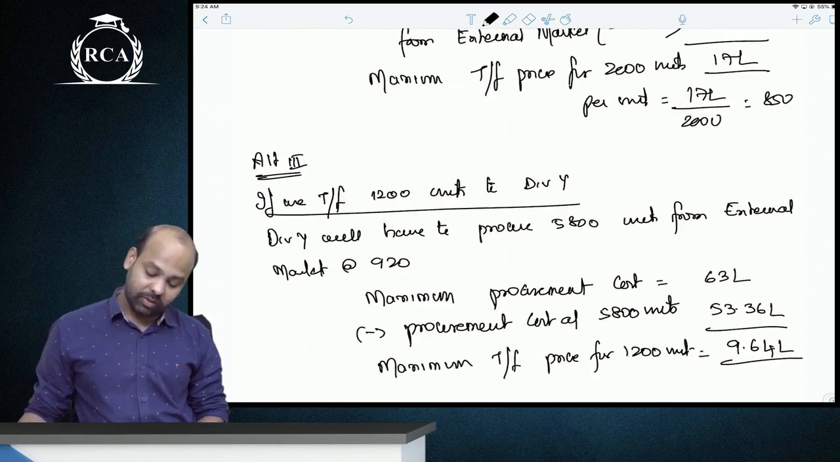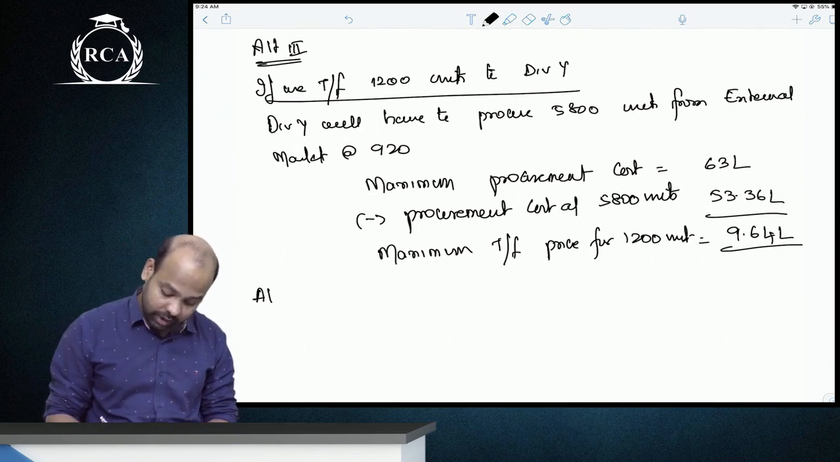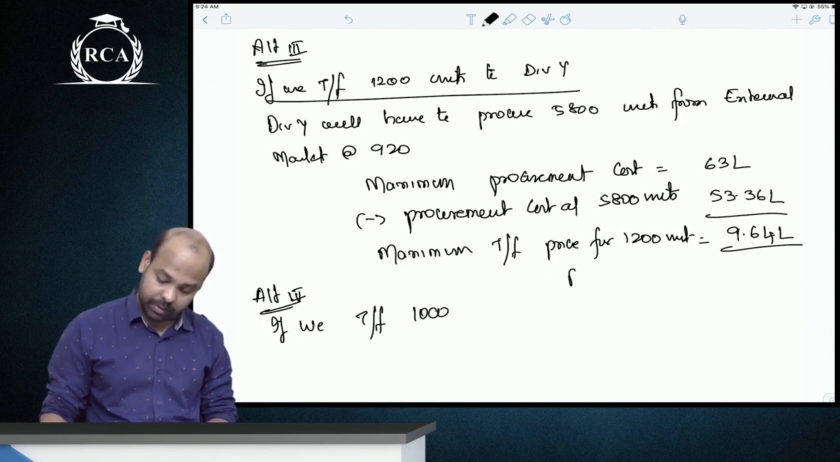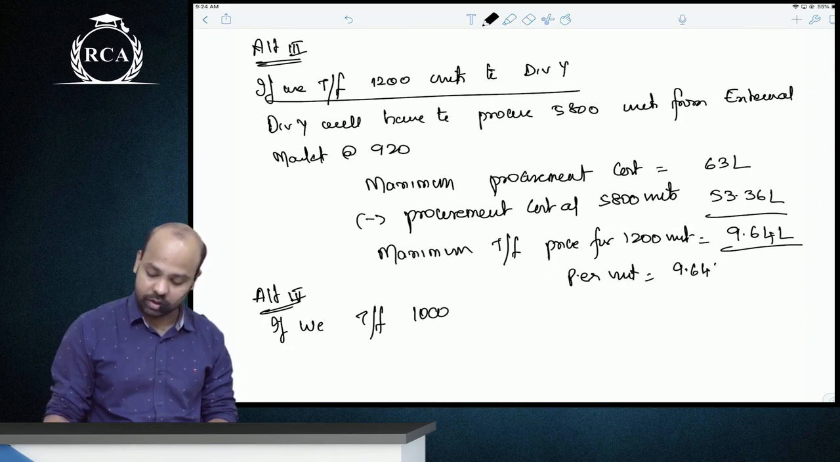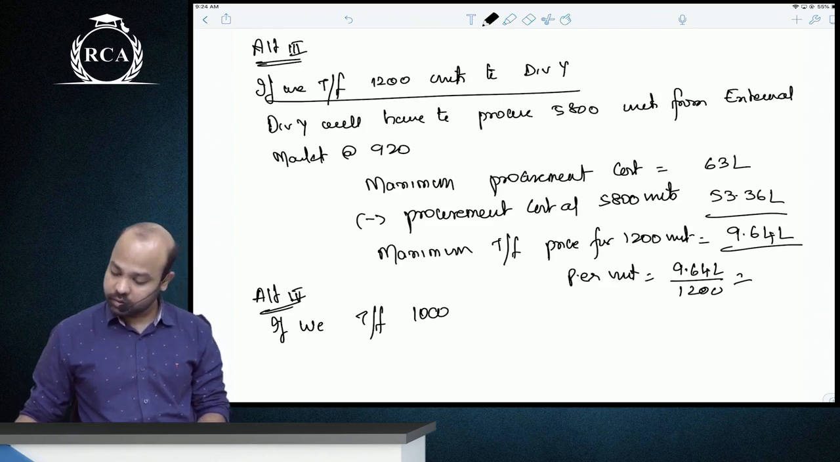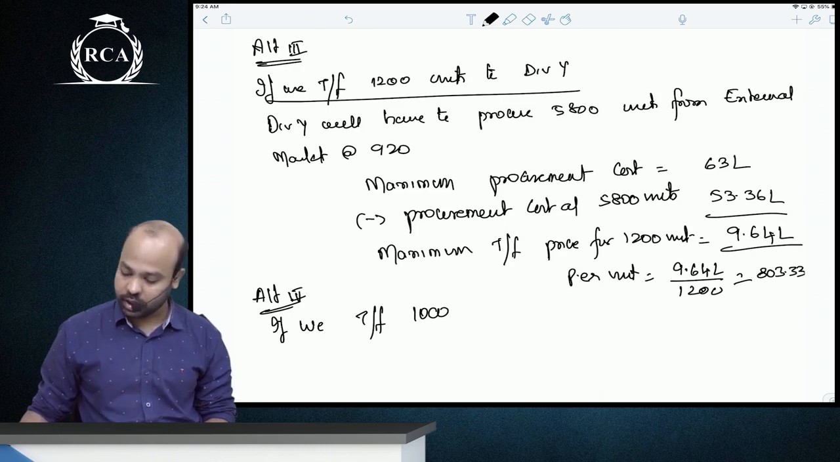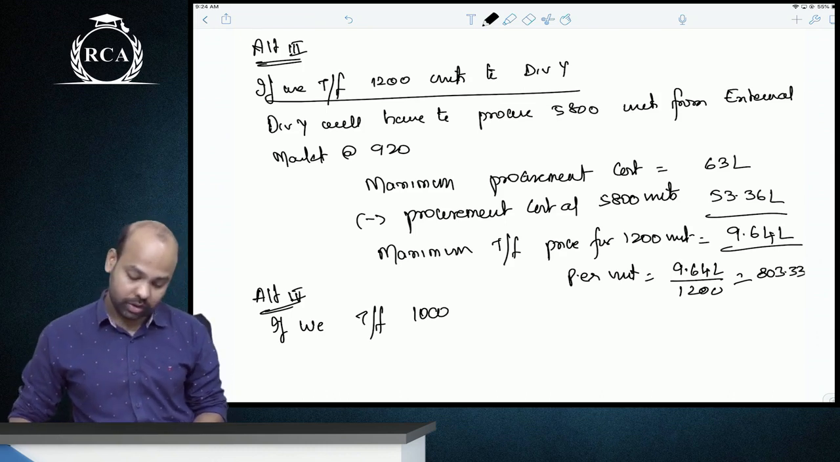Now guys, transfer price, beta, for 1200 units. If we transfer 1200 units, you can write per unit here, right, beta? Per unit, guys, this would be 9,64,000 divided by 1200 units. 803.33. 803.33, beta, is your per unit transfer price here.